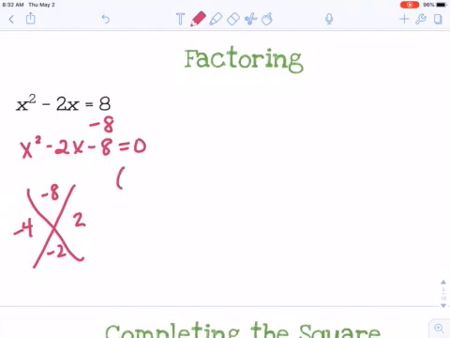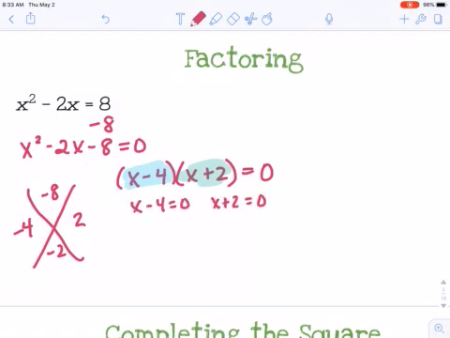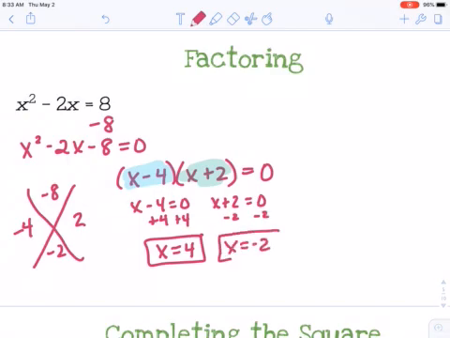This -4 and 2, those become my factors. -4 is x minus 4. The positive 2 becomes x plus 2. But this all equals 0, right? We talked about how if this times this equals 0, then one of those themselves has to be 0, or both. So I'm going to write x minus 4 equals 0 and x plus 2 equals 0. So I'm going to add the 4 over, so x equals 4. And then I'm going to subtract the 2 over, and x equals -2.